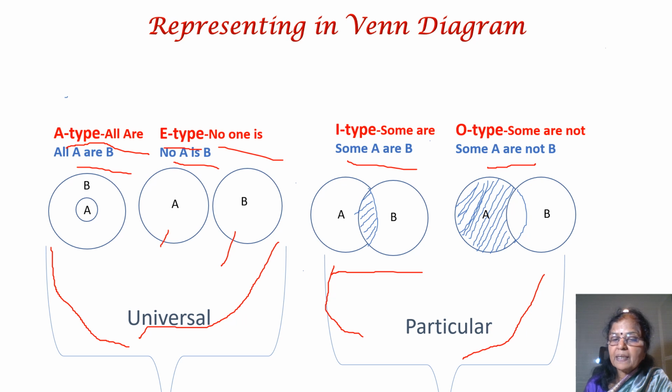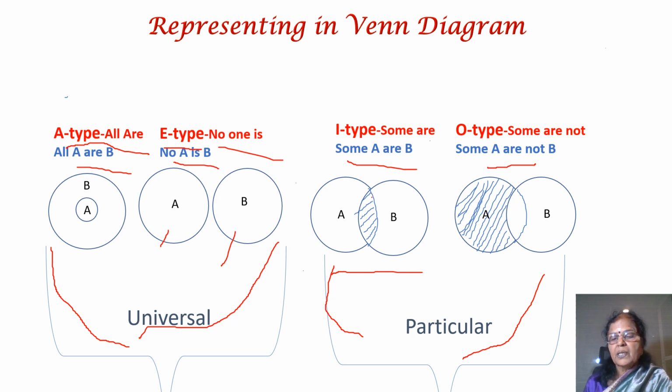I'm sorry, this shaded part is not B. Some part of A is B. Some part of A is not B. Both are the same, but here we are talking about this shaded part. Some A are B. But in this Venn diagram, we are talking about this shaded part, where some A are not B.